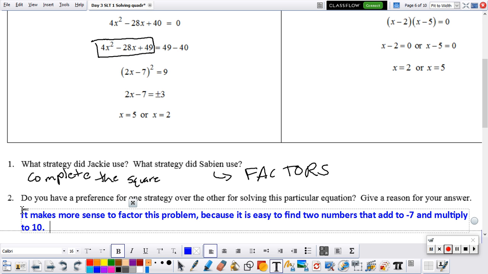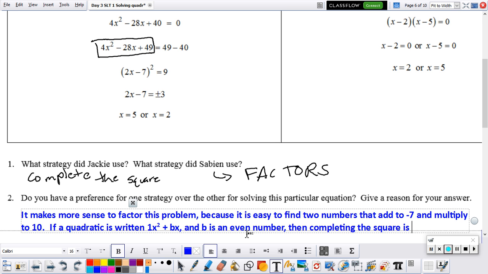All right, ready? If, and this is a very important key part, if a quadratic is written 1x squared plus bx, and b is an even number, then completing the square is an efficient method.